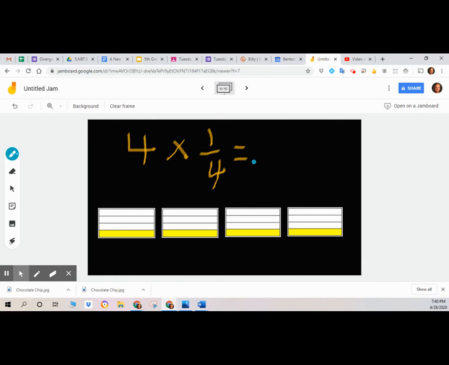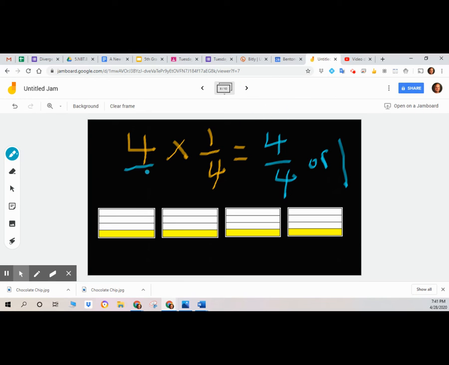The next one we'll look at is 4 groups of 1/4. So you have 1/4, 2/4, 3/4, 4/4. That's also going to be 1 whole. So 1 whole. You could say it's 1/4 of 4, which would be dividing 4 by 4, which is 1.